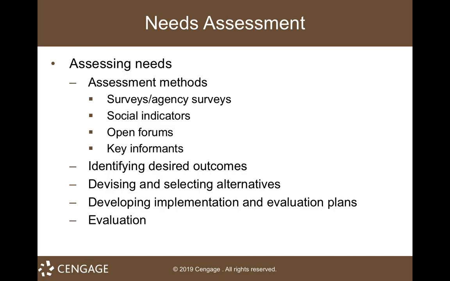So then when we have this, we have to identify what are our desired outcomes and how are we going to have the means justify the ends. We have to look at alternatives because there's always alternatives. Developing implementation and evaluation plans and the actual evaluation.